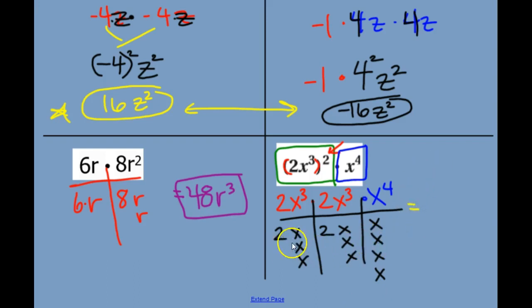So let's count up our numbers first. I have 2 2 times. We can write that as 2 squared. Or, hopefully you know, 2 times 2 is 4. If you want to multiply those right away, that's okay. And then how many x's do we have? We have 1, 2, 3, 4, 5, 6, 7, 8, 9, 10 x's, so x to the power of 10. That's as simplified as we can get.